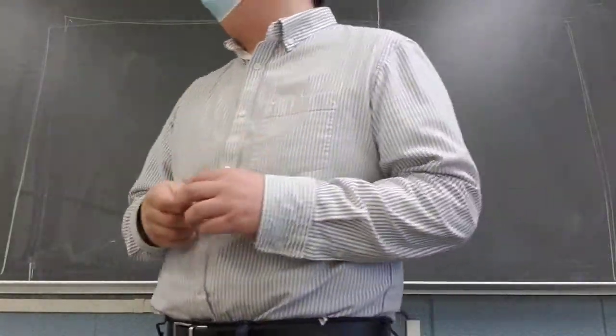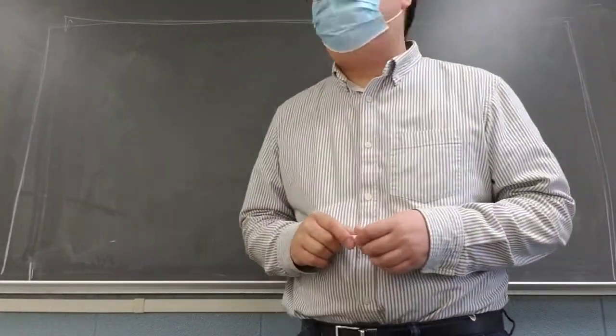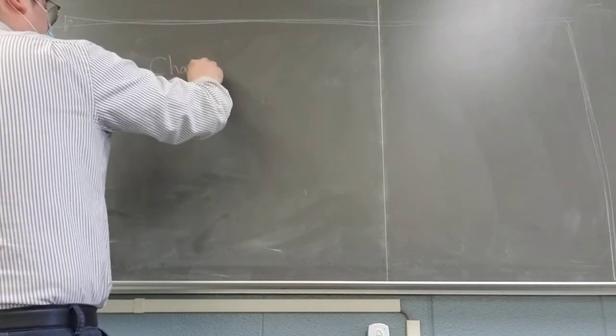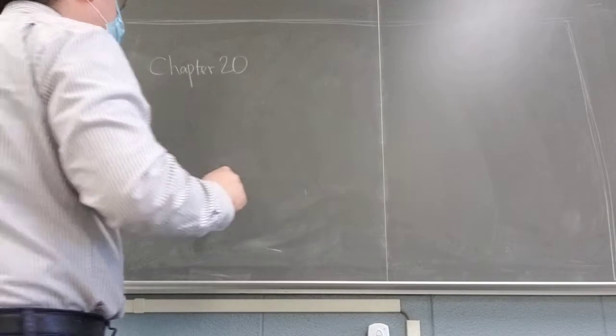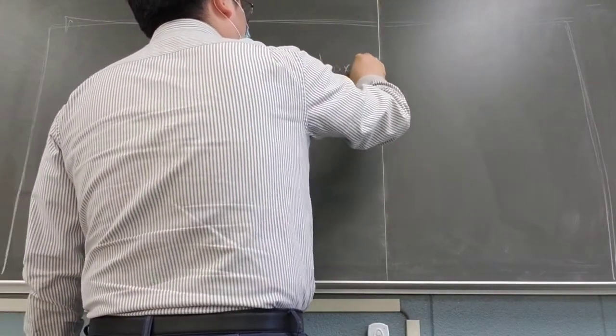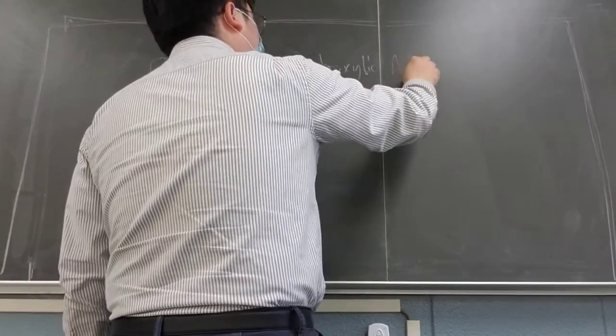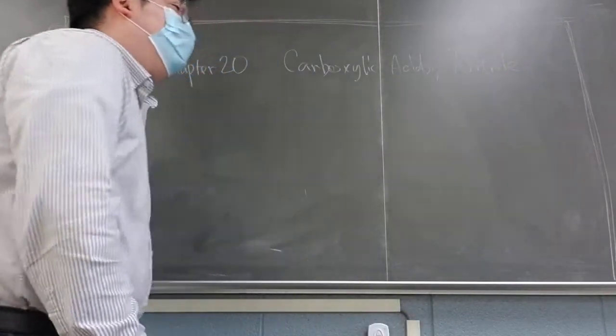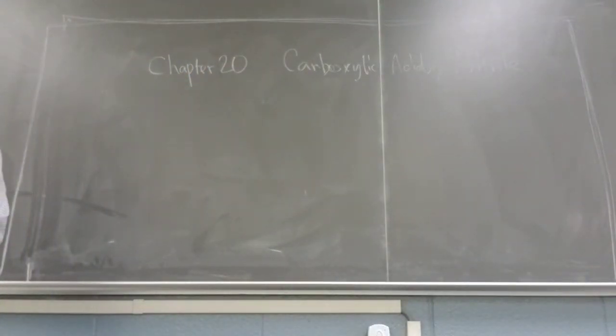Perfect. Good. All right. So this chapter, we're moving on to chapter 20. This is actually quite a short chapter, so I think I can finish this one by this Wednesday. But anyway, we can try. We're going to learn about carboxylic acid and nitro. First of all, we're going to learn how to name those things.